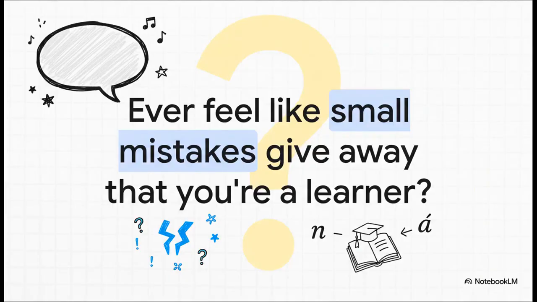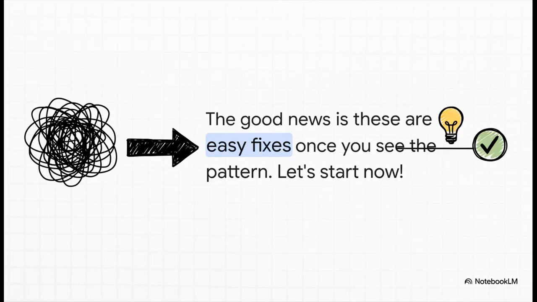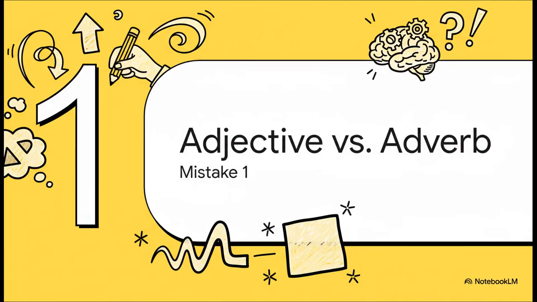I mean, you know that feeling, right? You're having a great conversation, you're in the zone, and then you say something that just feels a little clunky. It's almost always these little grammatical tripwires that give us away. But here's the great news. These are so easy to fix once you know what to look for. So in this explainer, we're just going to break them down one by one so you can stop making them like today. All right, first up on our list is a real classic, the adjective versus adverb mix-up.